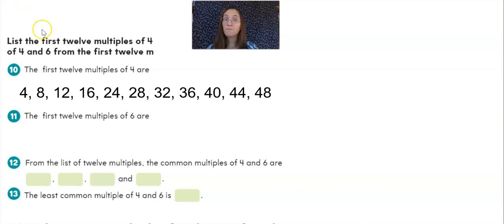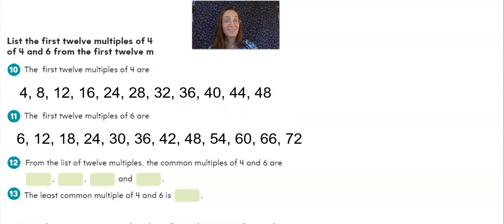So the first 12 multiples of 4 are 4, 8, 12, 16, 20, 24, 28, 32, 36, 40, 44, and 48. And the first 12 multiples of 6 are 6, 12, 18, 24, 30, 36, 42, 48, 54, 60, 66, and 72. So of these first 12 multiples, what do they have in common?